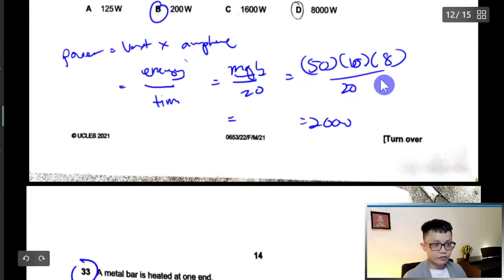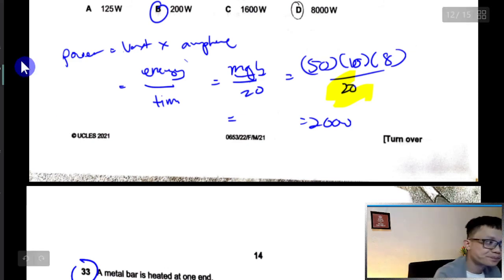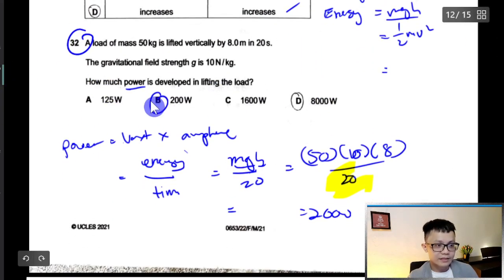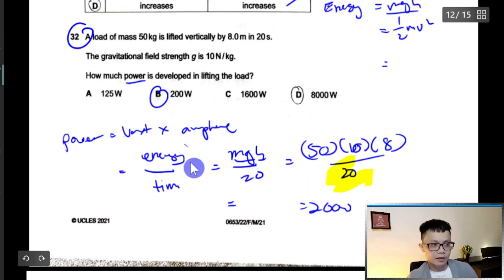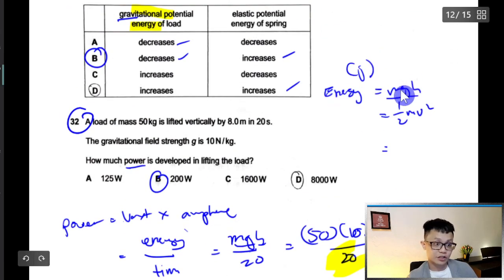Usually students will go wrong here, because if it says 2 minutes they will usually write 2. No, 2 minutes means 2 times 60 seconds. The SI unit for time is second. So I think most students will get it wrong in terms of the time. Change it to seconds. Okay, so no problem in this question. A lot of formulas, but one of them is energy divided by time, and energy is mgh.